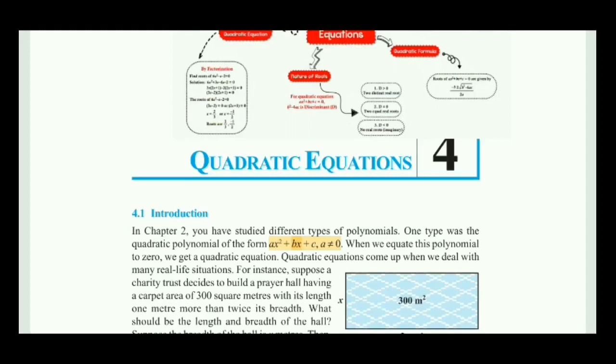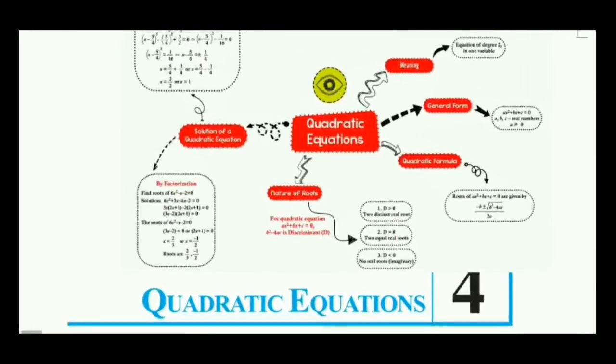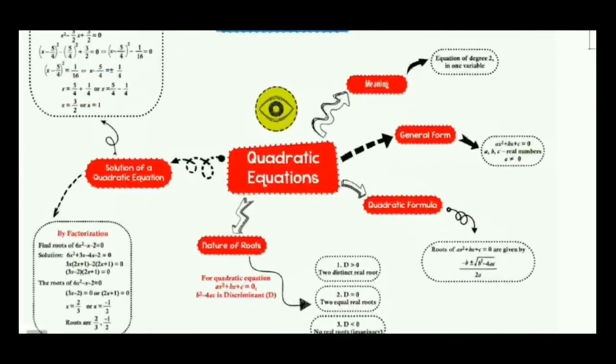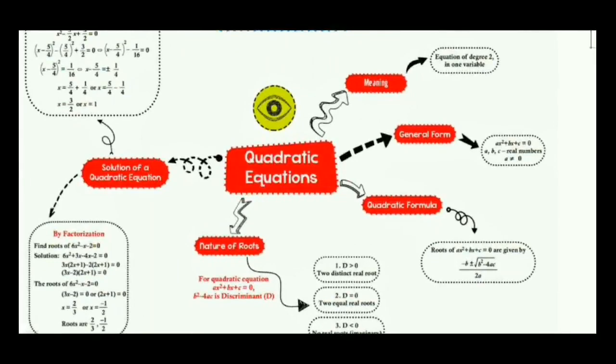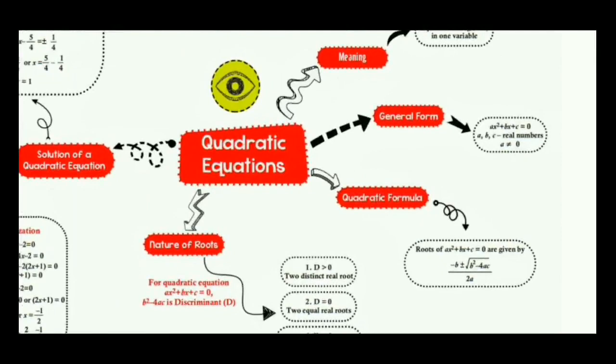Before starting this topic, you will see the mind map of this chapter. In the center, you can see the name of the topic, that is quadratic equation, and the general form of the quadratic equation is ax square plus bx plus c equals 0, where a, b, c are real numbers and a is not equal to 0.